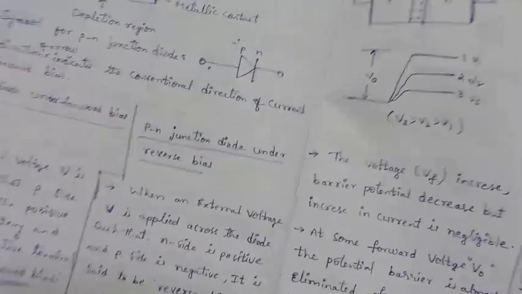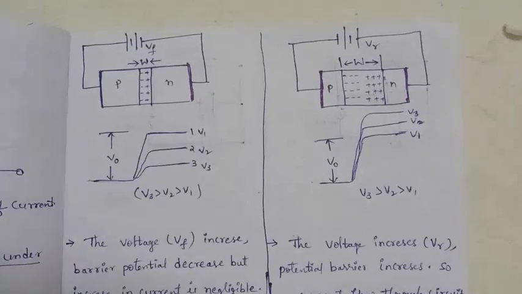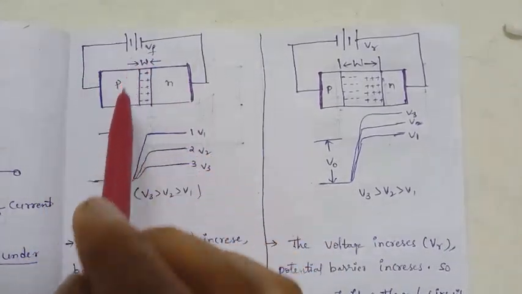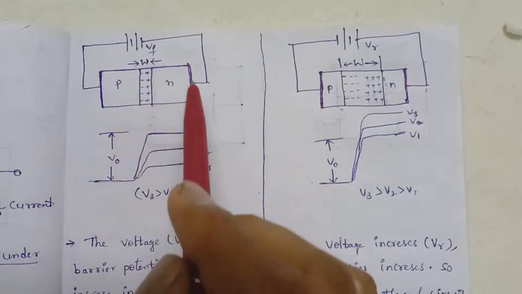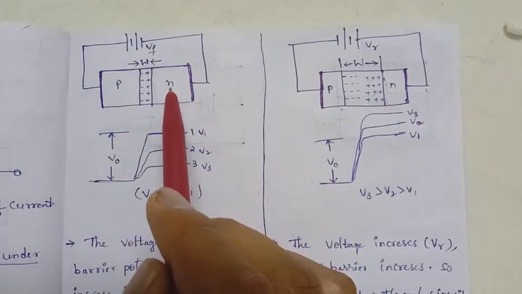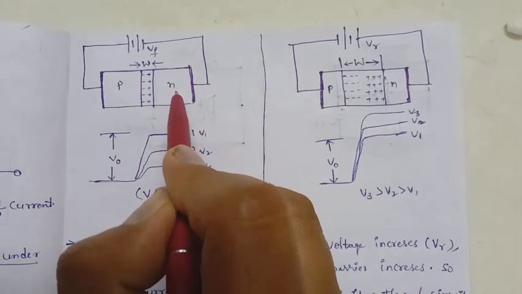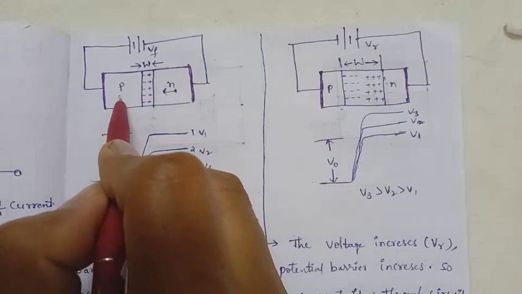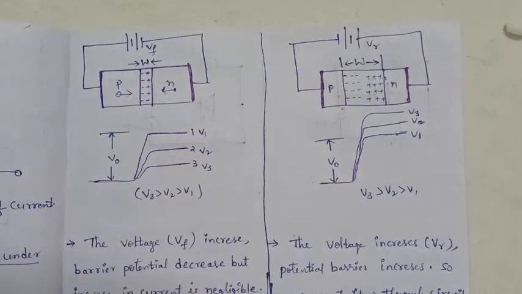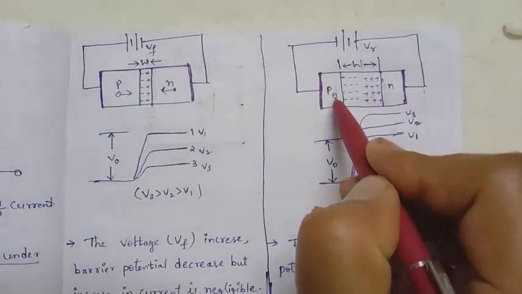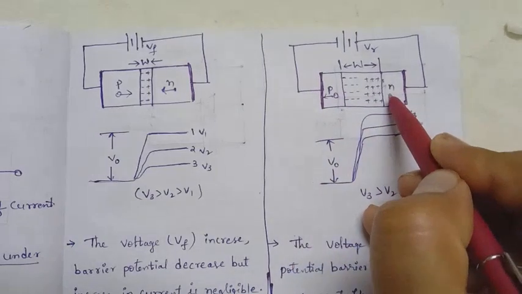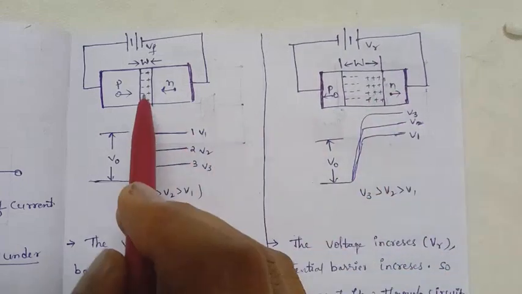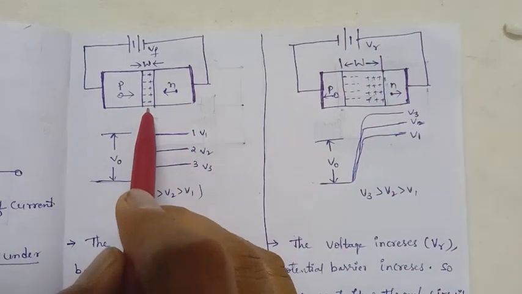So what is happening? You have to observe from this diagram. Here we are connecting N to negative and P to positive, which is called forward bias. The electrons on the N side are pushed towards the junction, and the holes are pushed towards the junction. But here, the holes and electrons are moving away from the junction. That's why the width of the depletion layer increases here and decreases there.